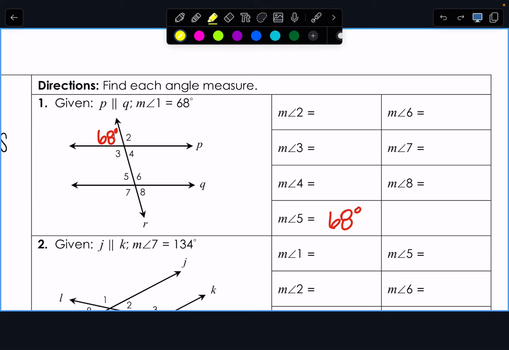What is the alternate exterior angle to number 1? Angle 8. And what did we write down about alternate exterior angles? They are congruent. So we can write that angle 8 is 68 degrees, since they are alternate exterior angles, we know that they are congruent.